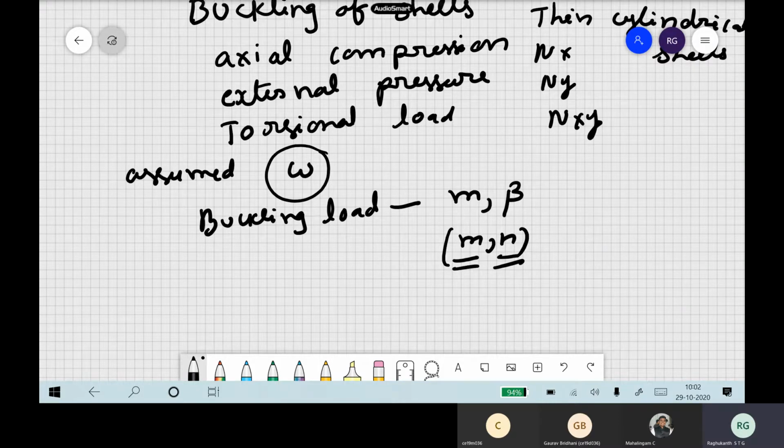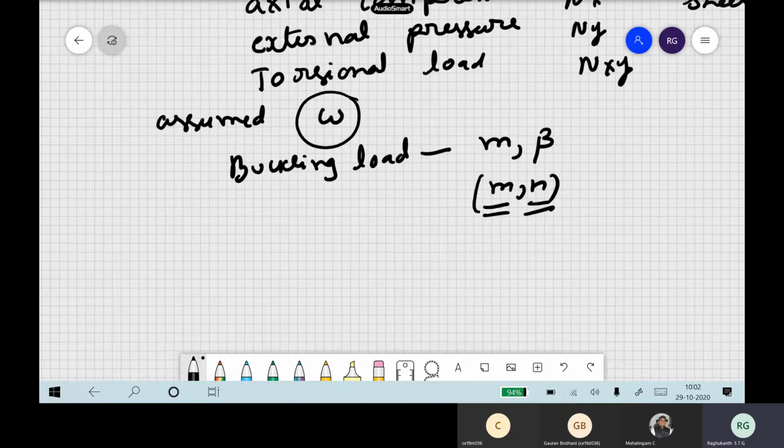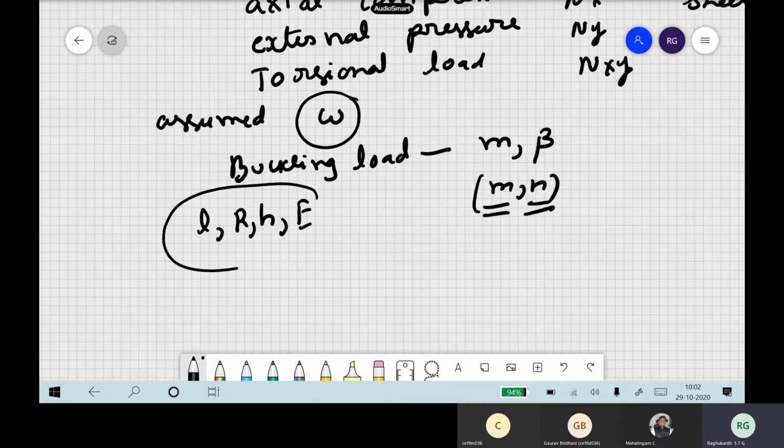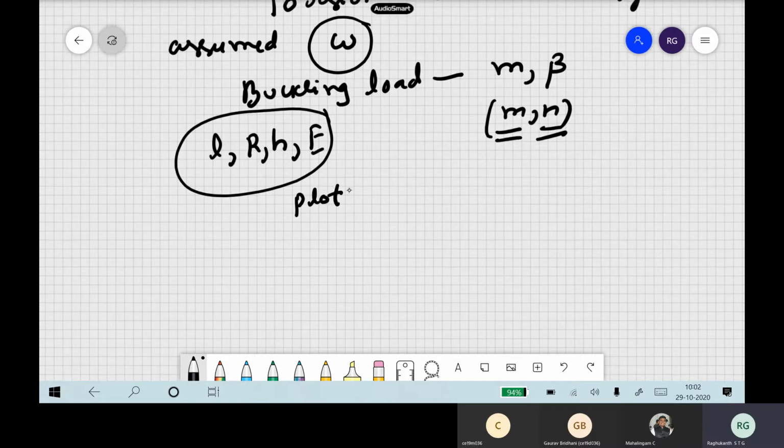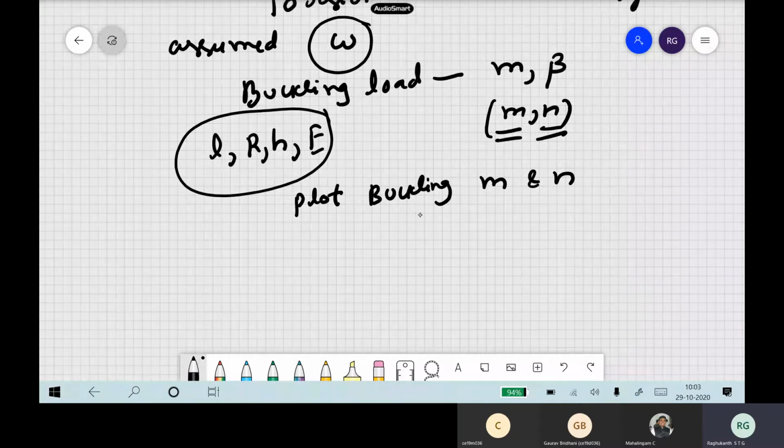So in shells, for a particular problem, once the length of the shell, radius, thickness and Young's modulus are known, you substitute in that equation and then you have to do a minimization. You plot the buckling load for various values of m and n in a two-dimensional graph, and find the m and n which give you the lowest load. You have to do it numerically only. This is the most important thing we have seen.